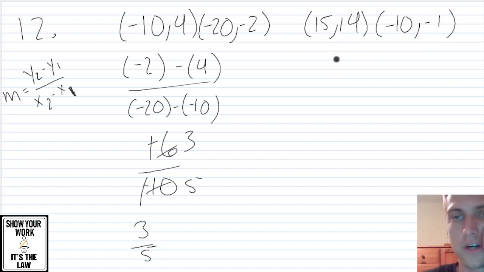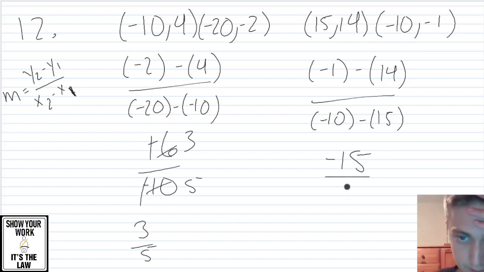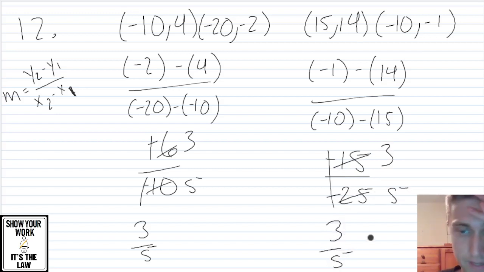Let's do this over here. y2 is -1. y1 is 14. x2 is -10. x1 is 15. -1 minus 14 is -15. -10 minus 15 is -25. Cancel, cancel. They both have a 5 in common. That's 3. That's 5. Look at that. 3 over 5. They got the same slope. They're parallel lines. Now, questions 13 through 16 sound a little tricky, but it's real simple.